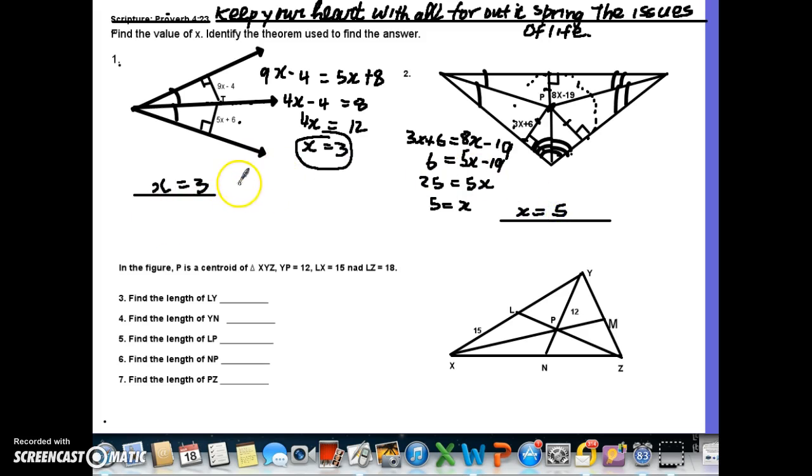Okay, and the theorem that's covered here is the theorem pertaining to the angle bisector. So you could just write the angle bisector theorem.